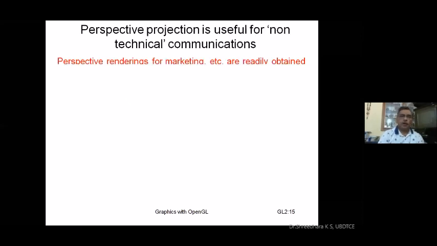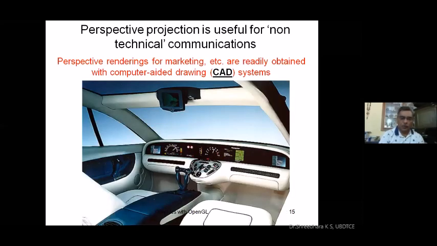Suppose you want to design the inside view of a car. You observe that perspective projection is used here. A perspective rendering mechanism is used in computer-aided drawing systems. Everything is projected very clearly, so you see the realistic effect of the inside of the car.